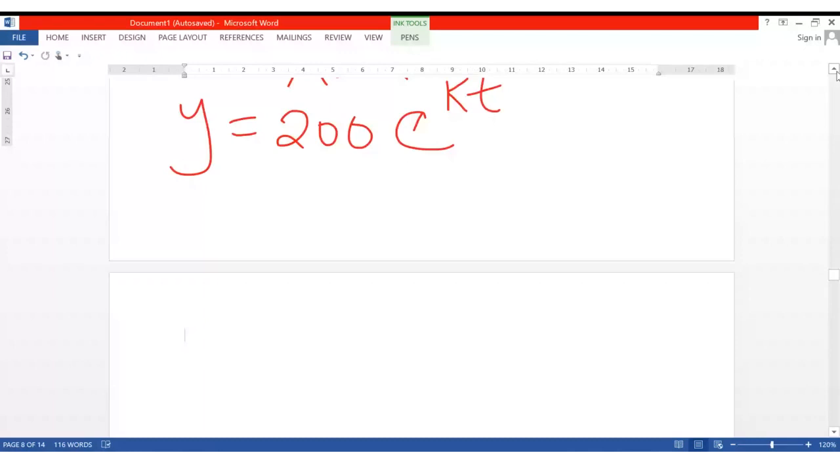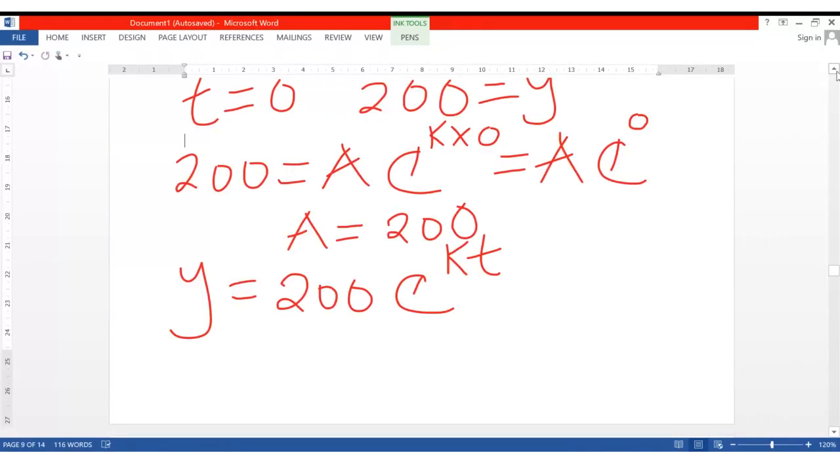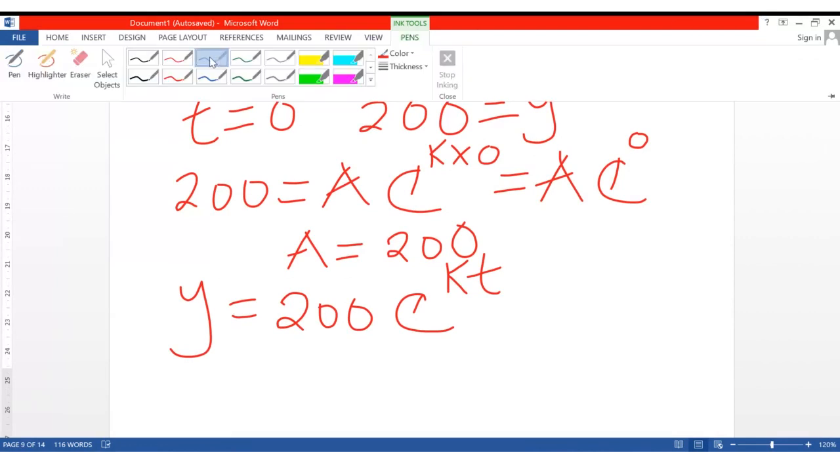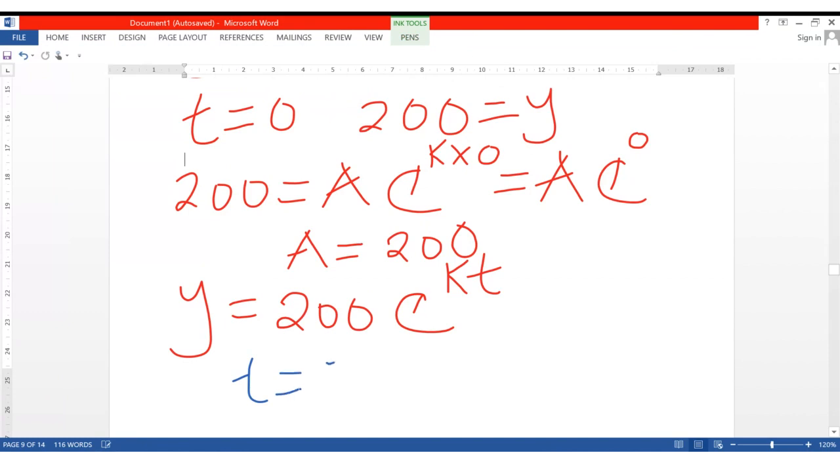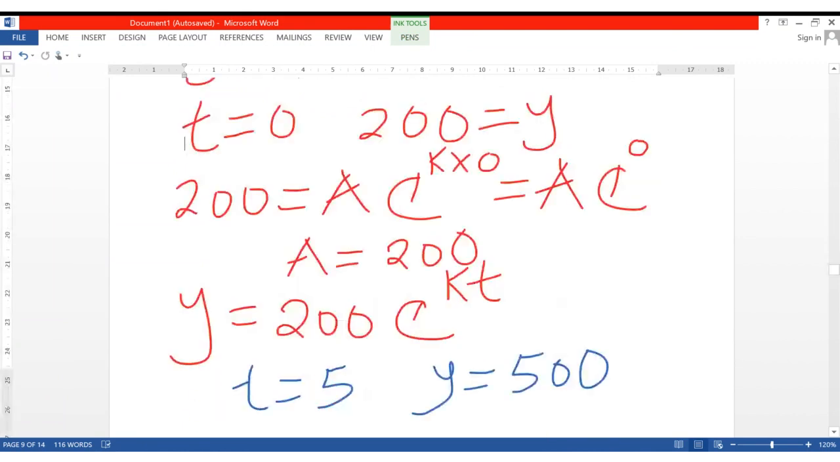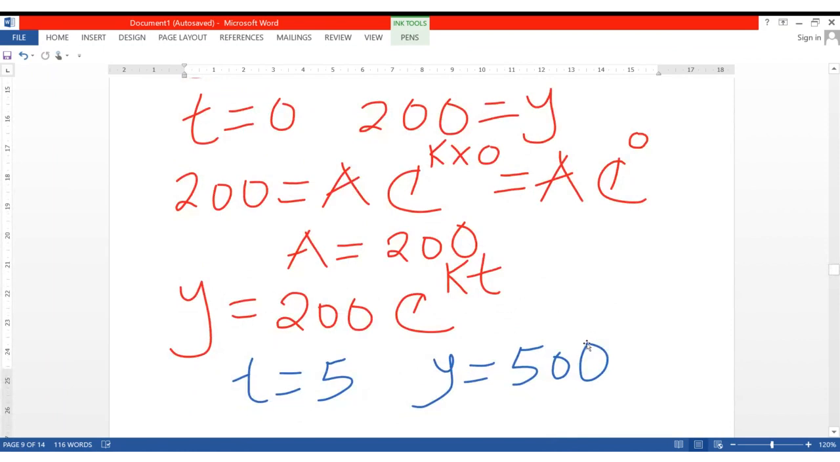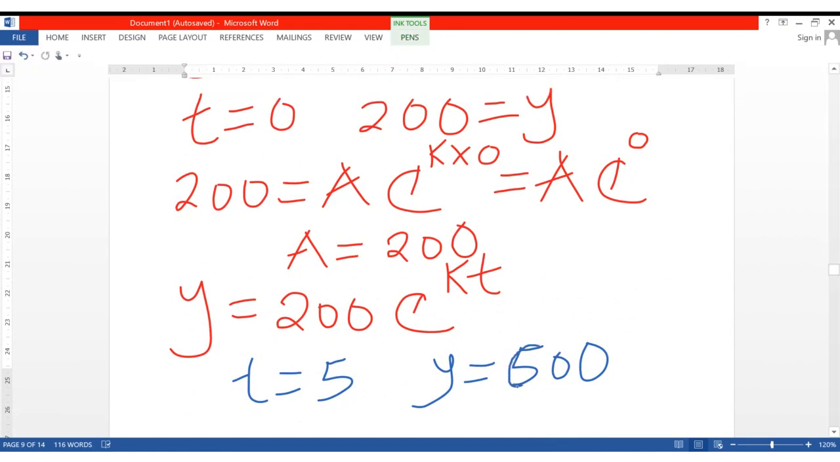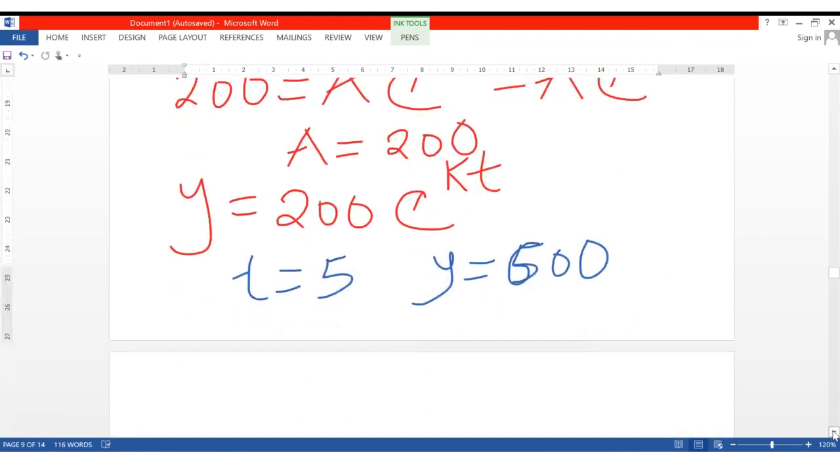So let's go now. After T is equal to 5, he measures how many bacteria? 500 bacteria? No, 600, sorry. 600 bacteria. He measures 600 bacteria at T is equal to 5. So I replace now, again, to solve for the value of K.